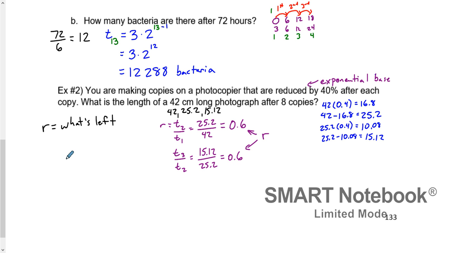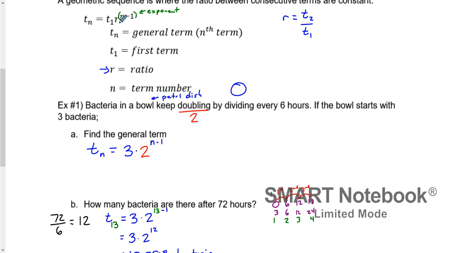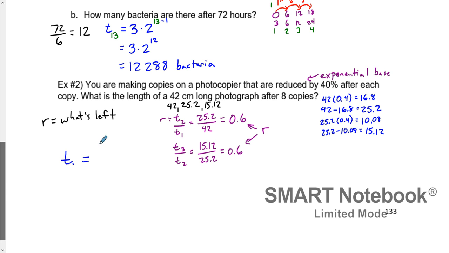So you plug it into our formula. Again, I'm just going to leave that n by itself for a second. T1, so go back to the formula. Tn equals T1 multiplied by R to the power of n subtract 1. T1, it's 42 centimeters long first, multiplied by our ratio, which is 0.6 to the power of n minus 1. In this case, we're also not using 8 because it's after 8 copies.